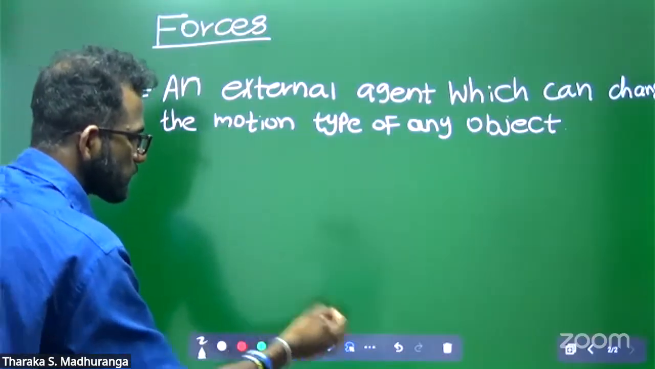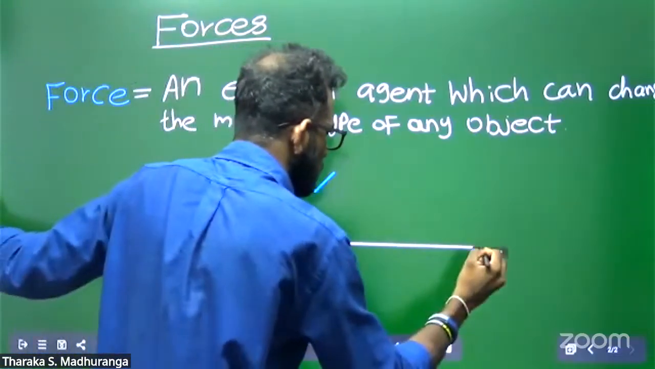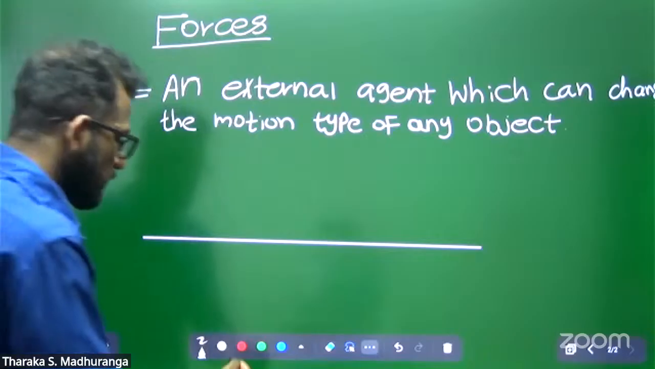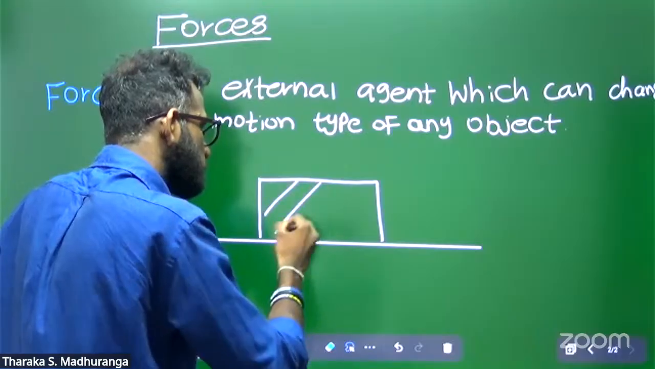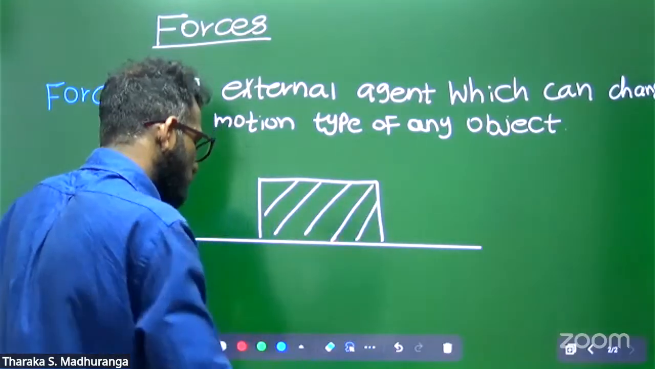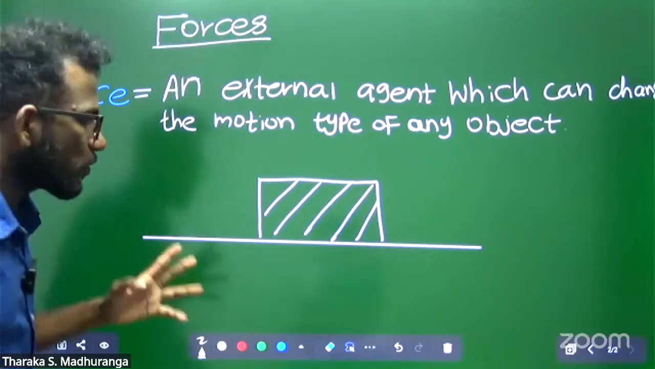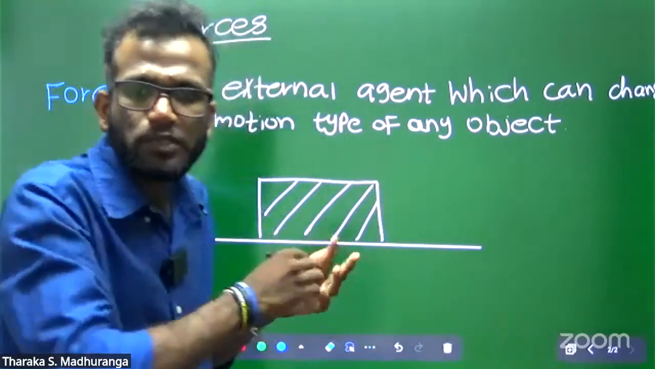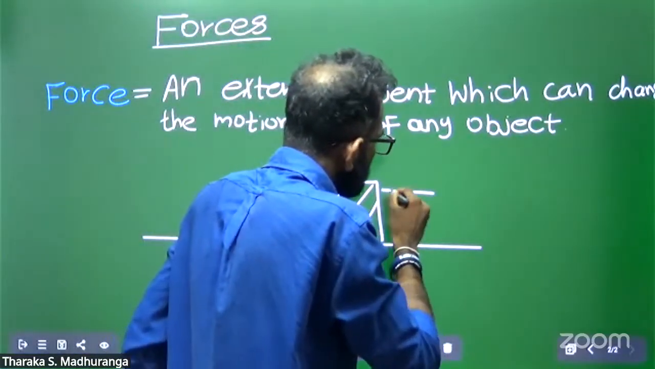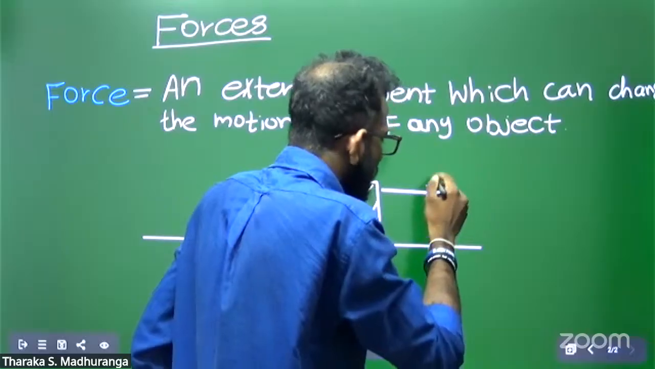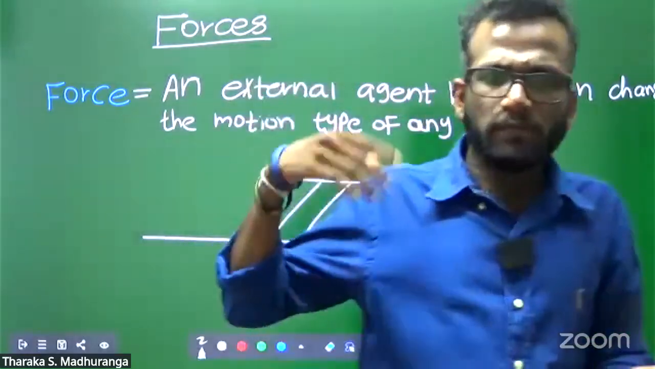External agent means, think this is a rod, or whatever surface. Think there's a box on this surface. That's the object now. When I give a push or pull, that's the external agent, no? Whatever external agent I apply on this object, then we can change the motion type.